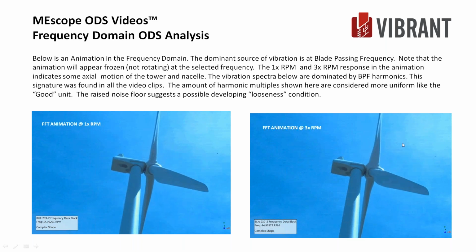This is the blade pass frequency. So here it's all vibration in the blades, very little in the tower. Over here we have a kick in the axial direction at 1 times RPM and more motion in the blades as well. One of the comments was the harmonic multiples shown here. Well, I don't show them, but they're more uniform like the good unit, but the raised noise floor suggests a developing looseness problem. So the spectrum has a whole series of harmonics at blade pass frequency.